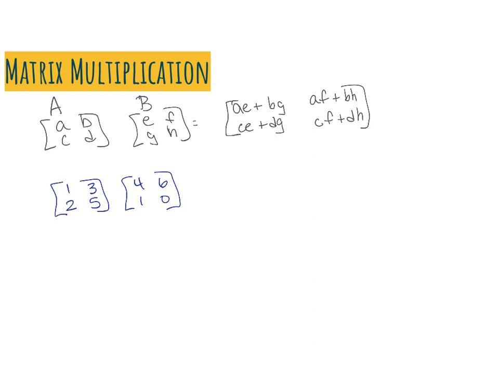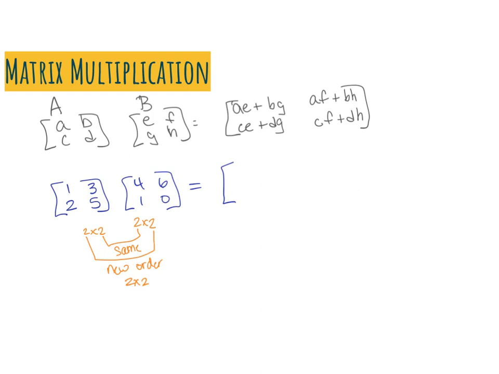So in order to find out if we can multiply A times B together, we need to check the order. Our first matrix is a 2x2. Our second matrix is a 2x2. These have to be the same, and they are. And our new matrix should be a 2x2 when we are done. So let's jump into it and actually multiply these two matrices together.